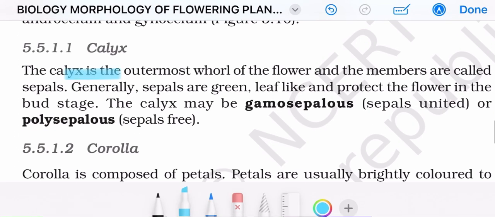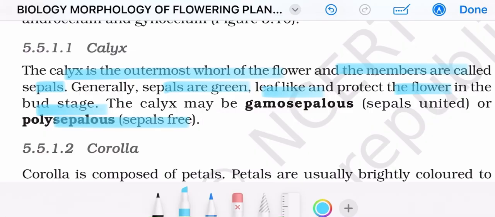Calyx. The calyx is the outermost whorl of the flower. Its members are called sepals. Generally, sepals are green and leaf-like. They protect the flower in the bud stage. The calyx may be gamosepalous or polysepalous.